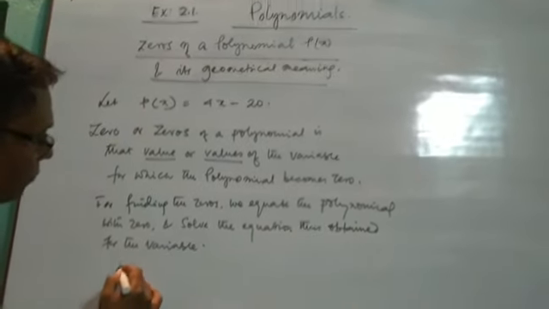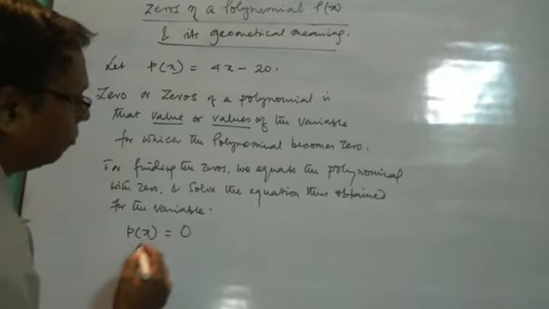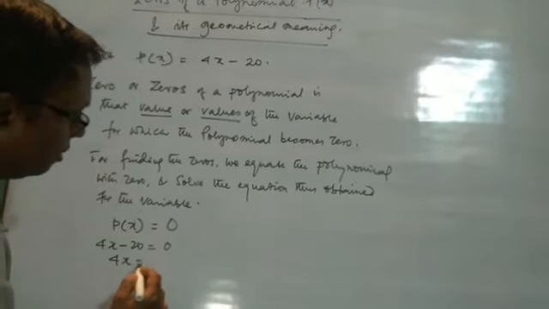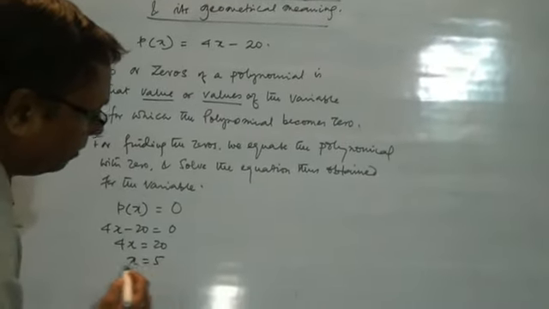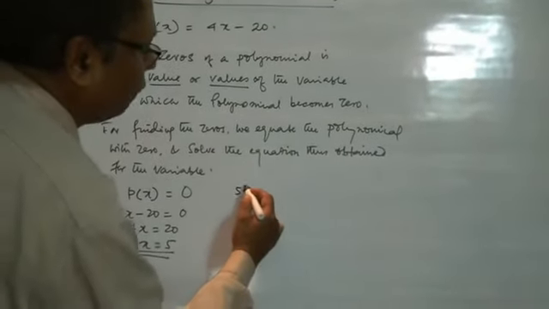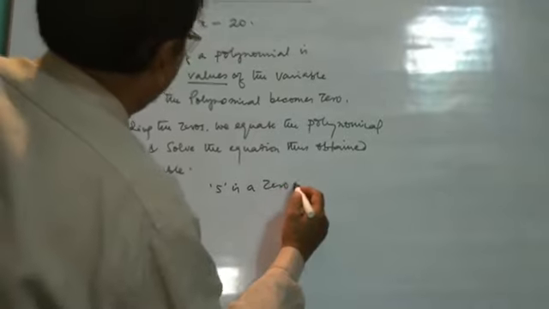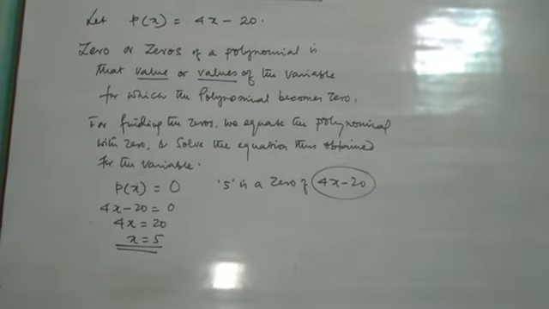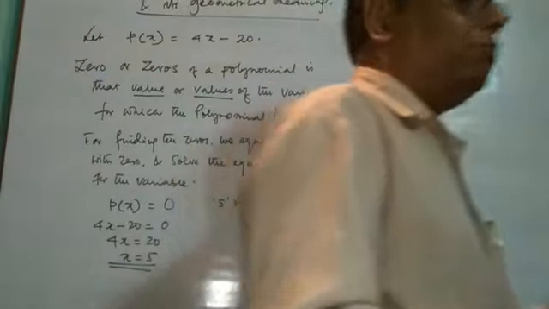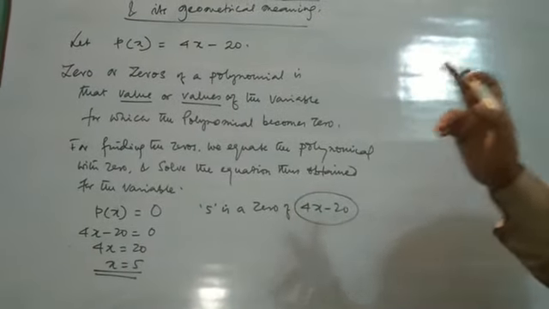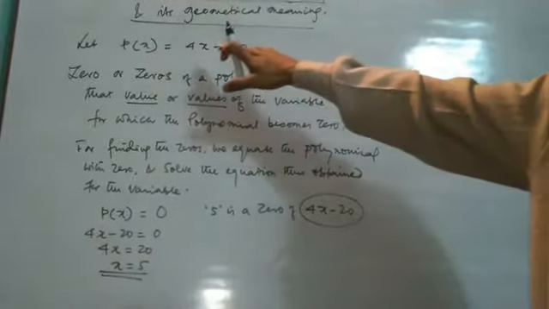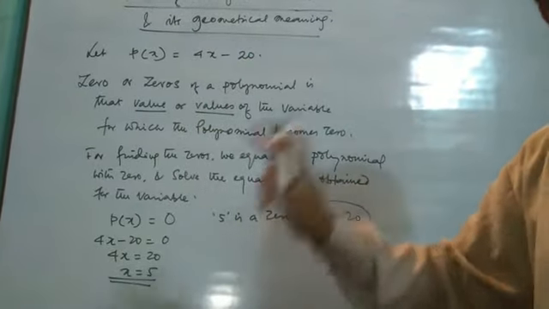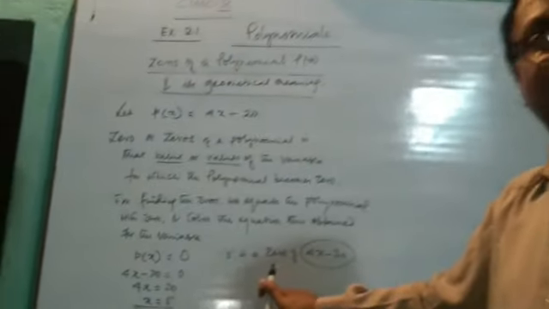So, in this question, what will we do? We will write P(x) equals zero, that is 4x minus 20 equals zero. 4x is equal to 20 and x equals 5. So, 5 is a zero of 4x minus 20. A polynomial can have more than one zero. Remember, the number of zeros depends on the degree of the polynomial. It is first degree, so the maximum number of zeros this polynomial can have is 1, and that zero is 5.